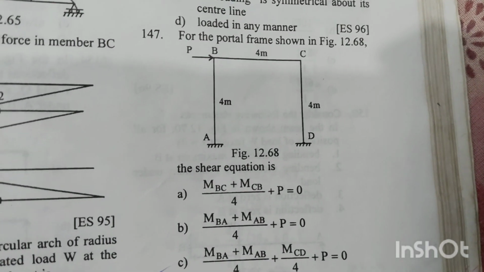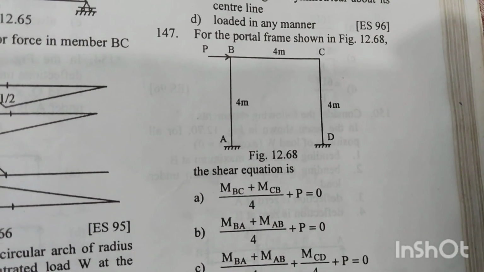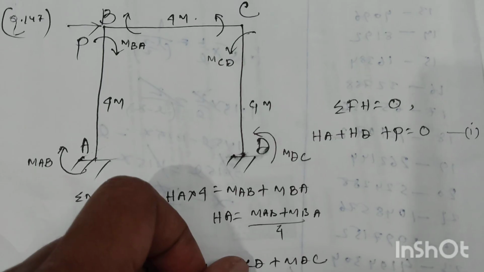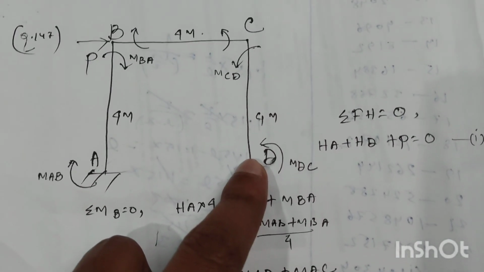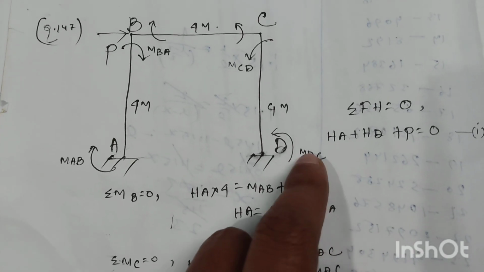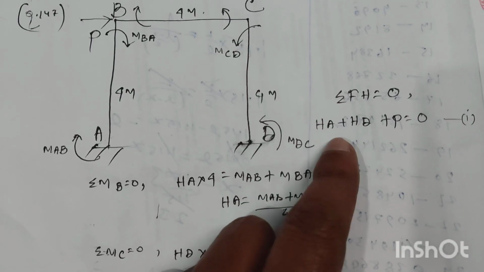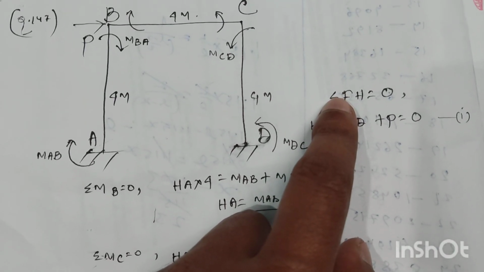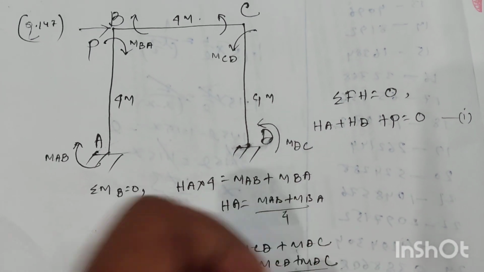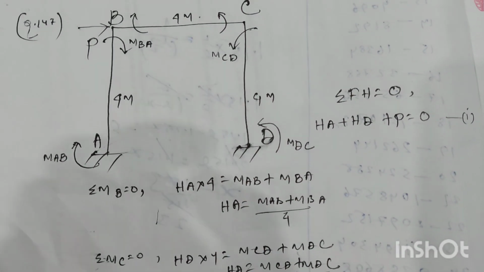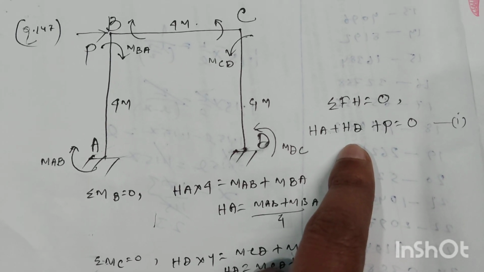Question number 147. For the portal frame shown in figure 12.68, the shear equation is. Portal frame ABCD is given, fixed at both the supports A and D, and we have to find out the shear equation for this portal frame. The shear equation is that the summation of all the forces in the horizontal direction is equal to 0. It does not matter its sign, either it is leftwards or rightwards. Irrespective of the sign, the summation of all the horizontal forces is equal to 0.